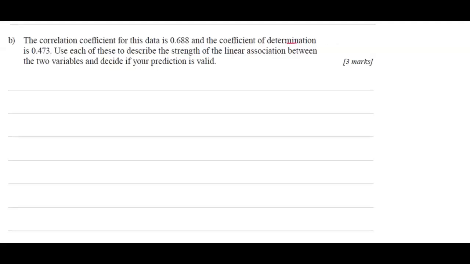The correlation coefficient for this data is 0.688, and the coefficient of determination is 0.473. Use each of these to describe the strength of the linear association between the two variables and decide if your prediction is valid. So let's have a look at the first part of this question. The correlation coefficient and its value of 0.688. Hopefully you remember the correlation coefficient tells us our direction and our strength of our graph.